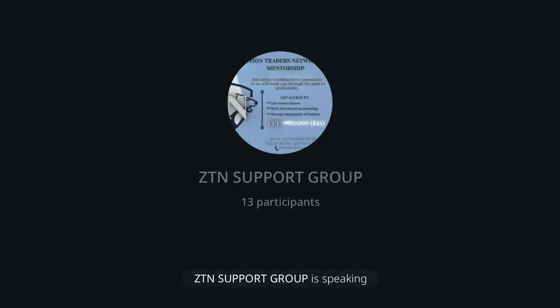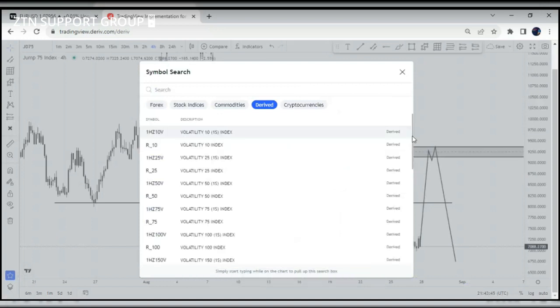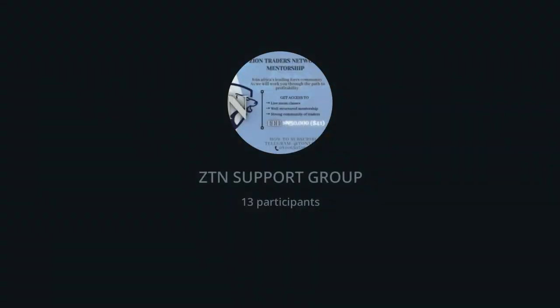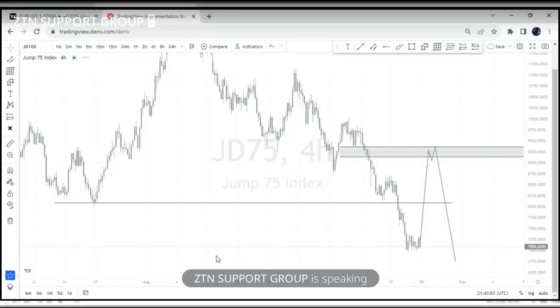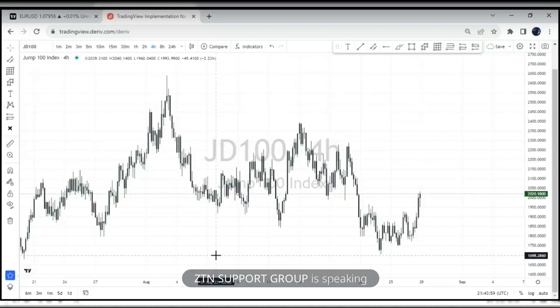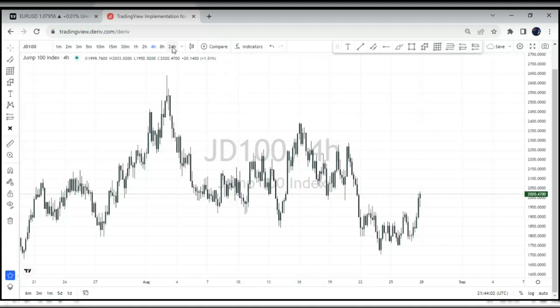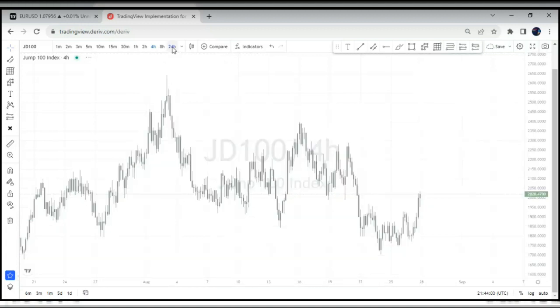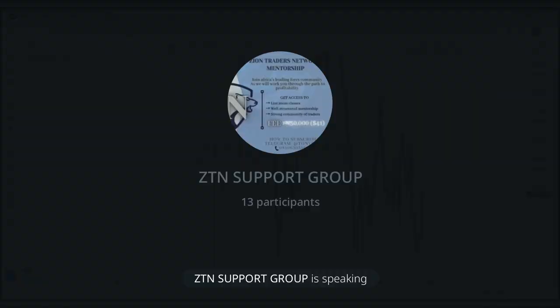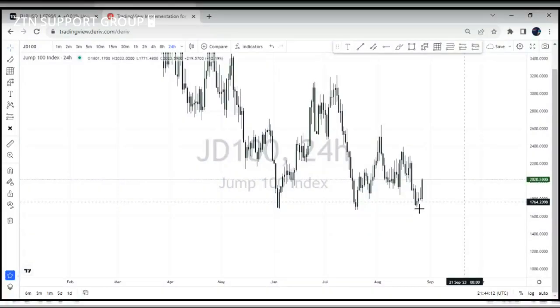Then finally, jump 100. Jump 100. I don't like when assets don't have clear moves.